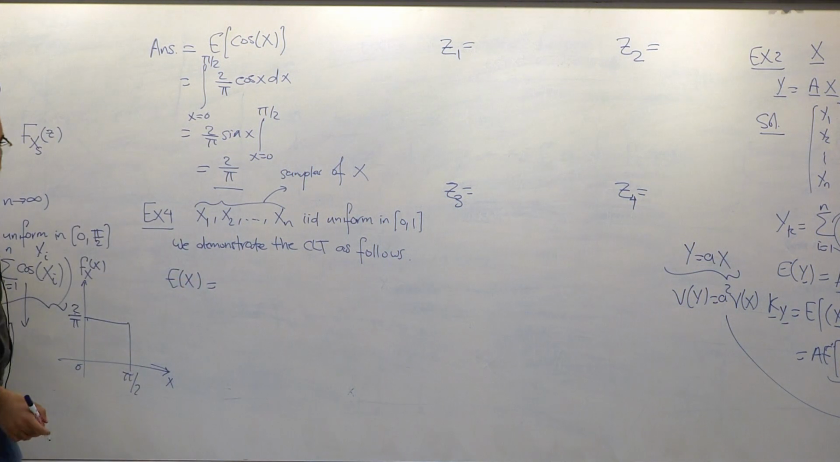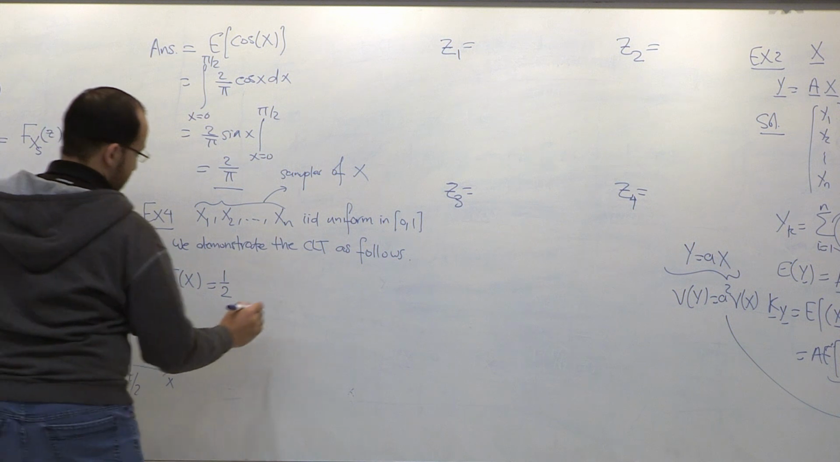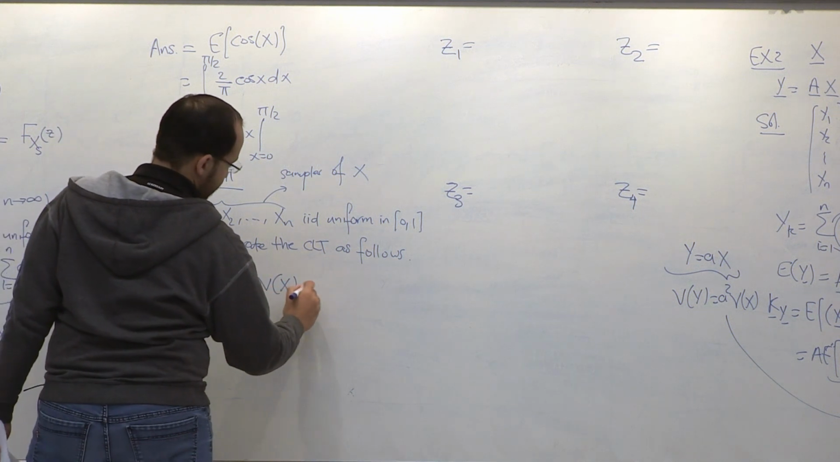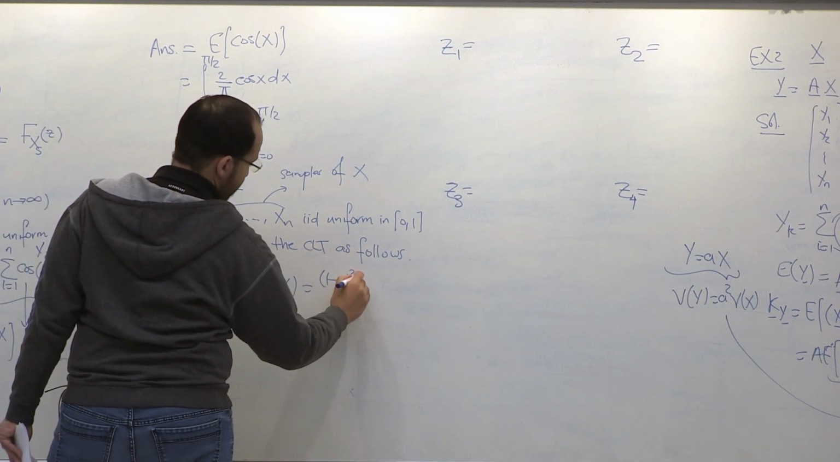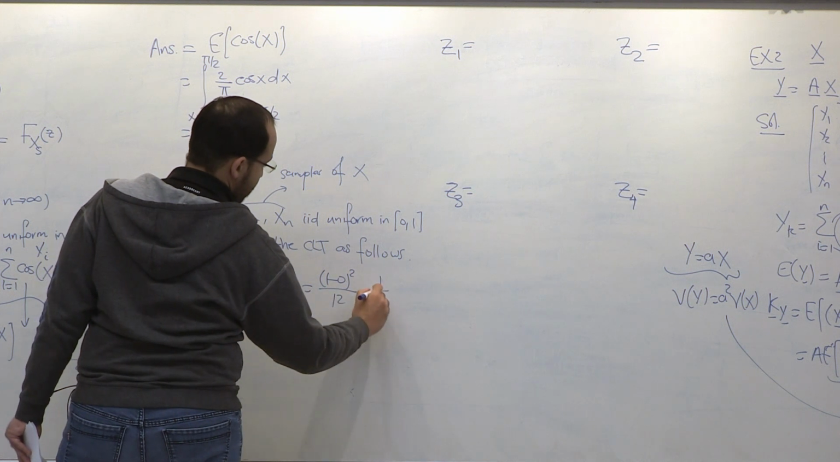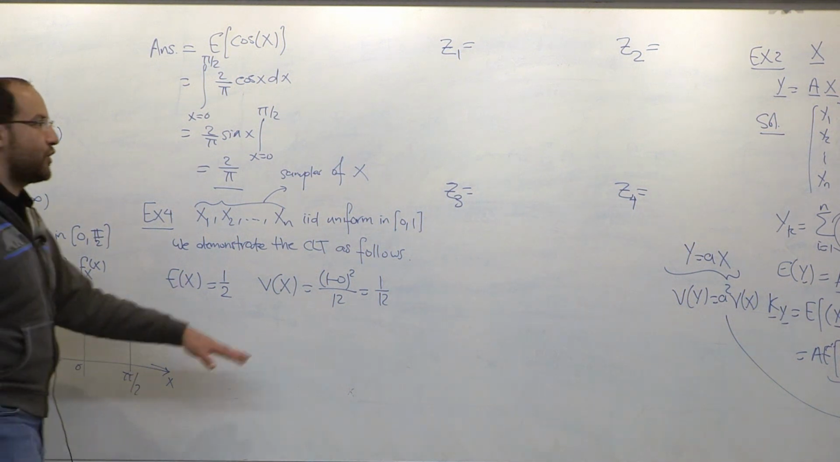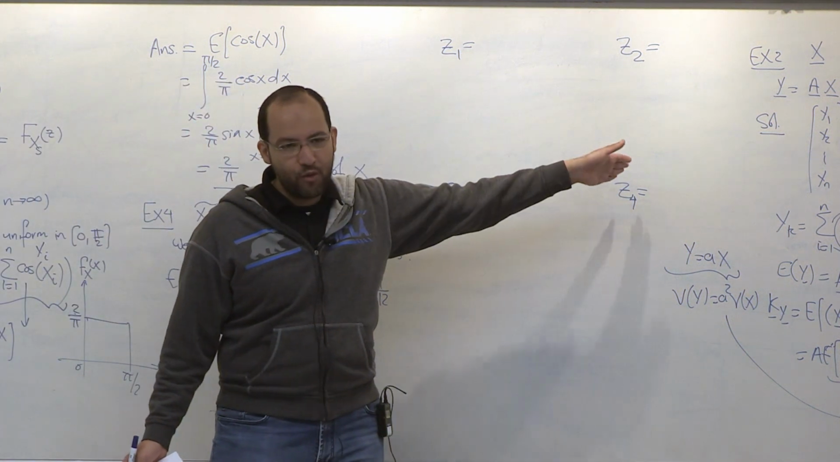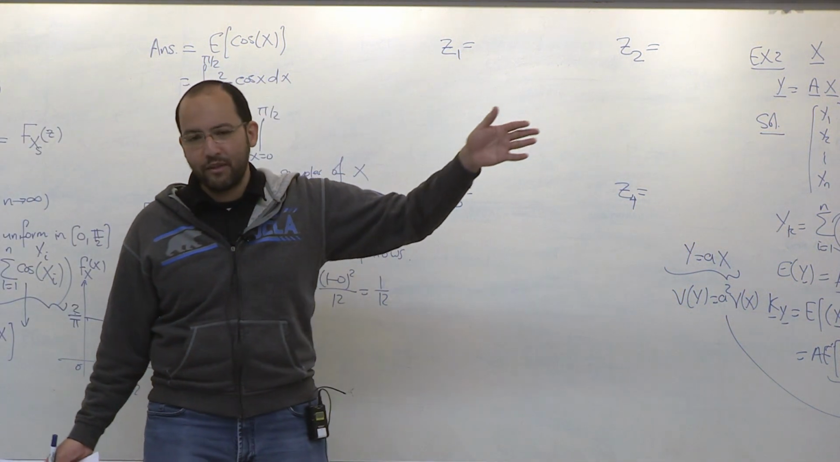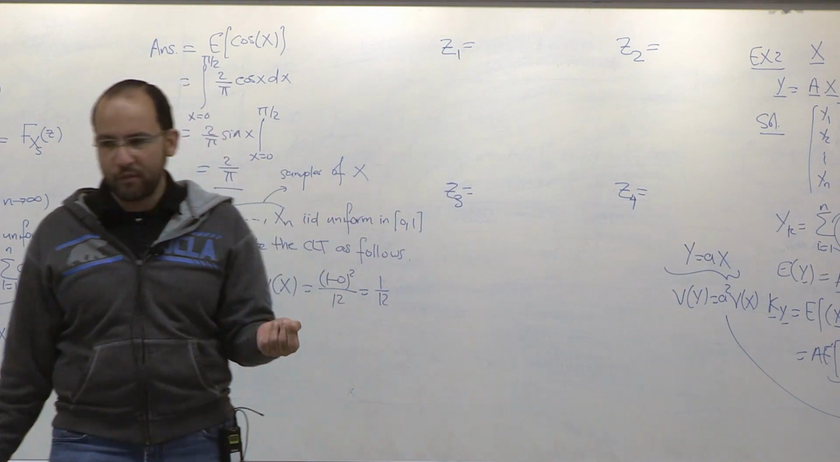What is the expected value? 1 over 2, exactly. What is the variance? 1 minus 0 squared over 12, 1 over 12. Again, we do this in order that the math works. It really doesn't matter all that much. The concept is what matters.